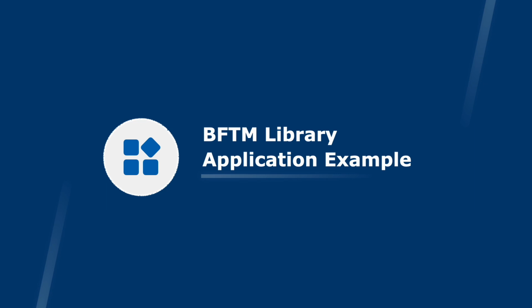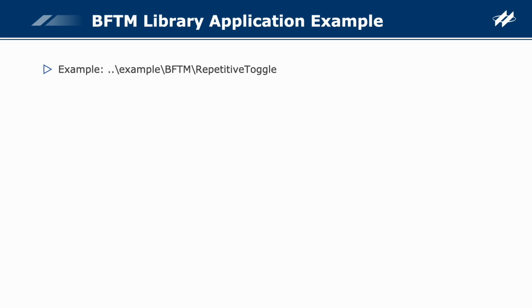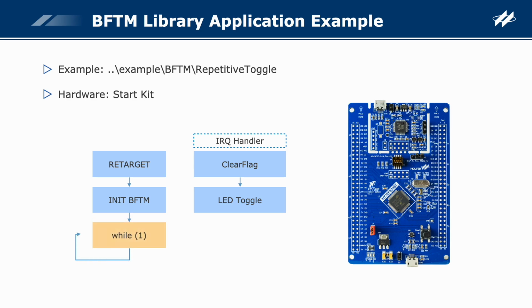BFTM Library and Application Example. Finally, we will provide an application example to summarize this tutorial. This example is one of the standard peripheral firmware library examples. It should be used with the hardware starter. The program enables the BFTM compare match interrupt to achieve LED timing toggling.